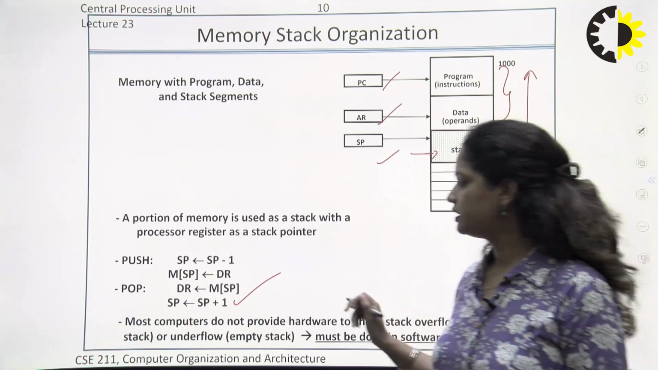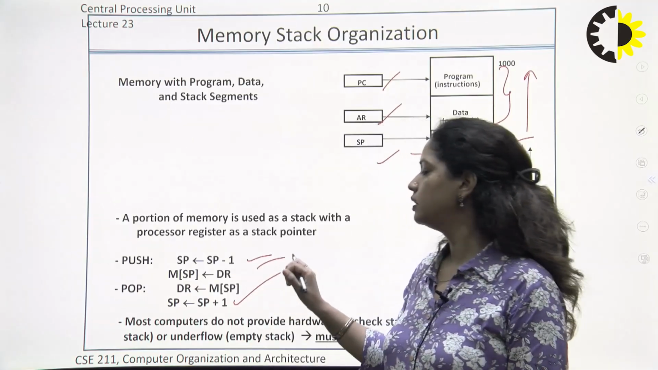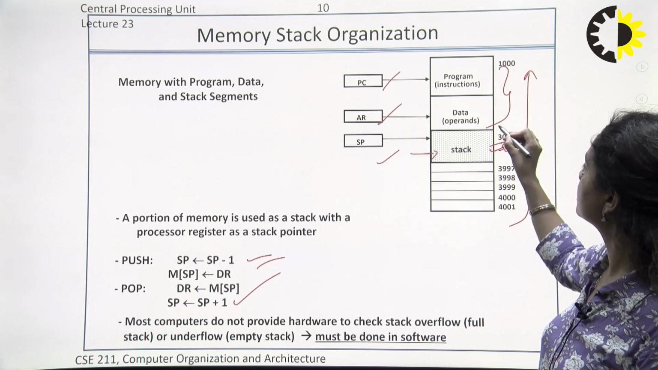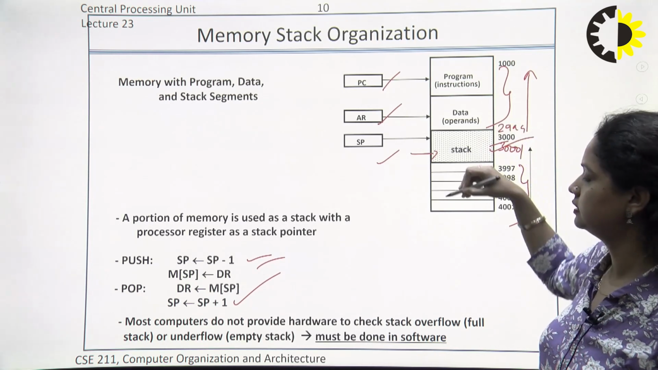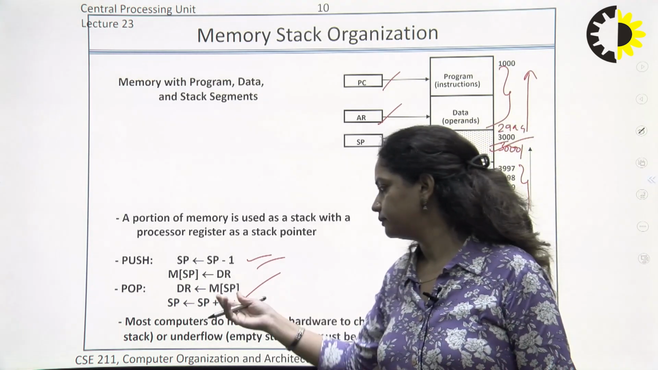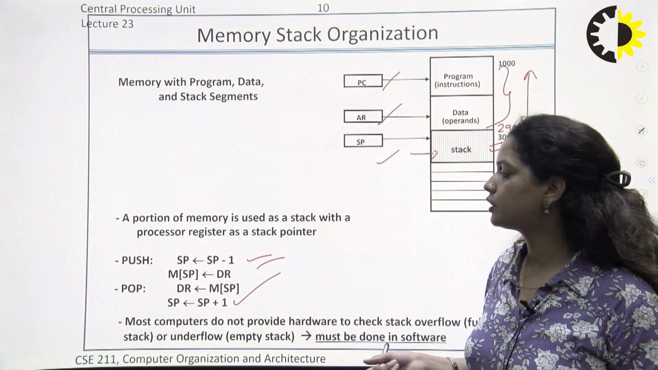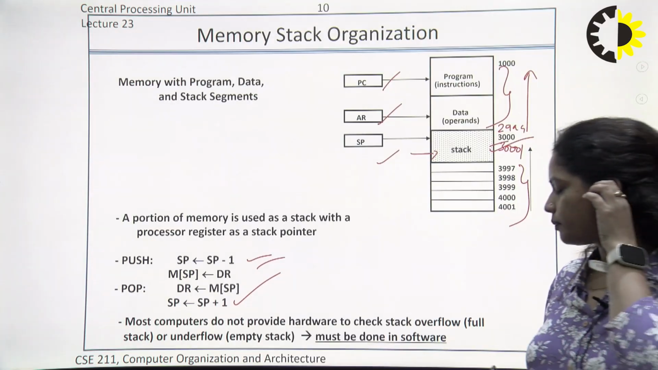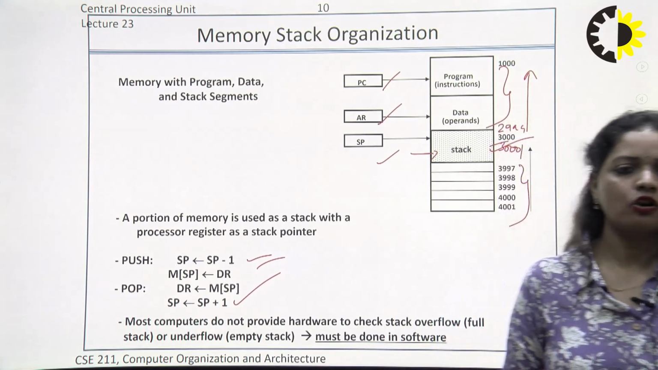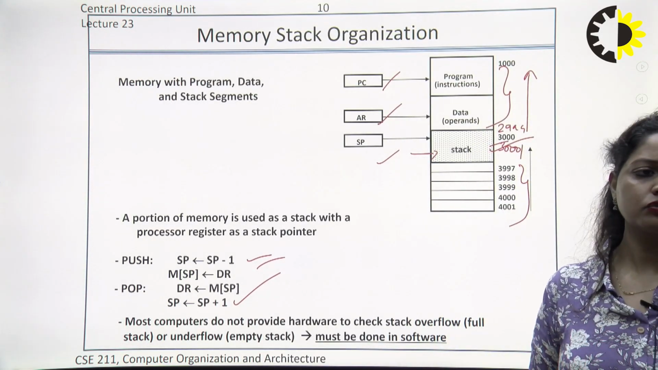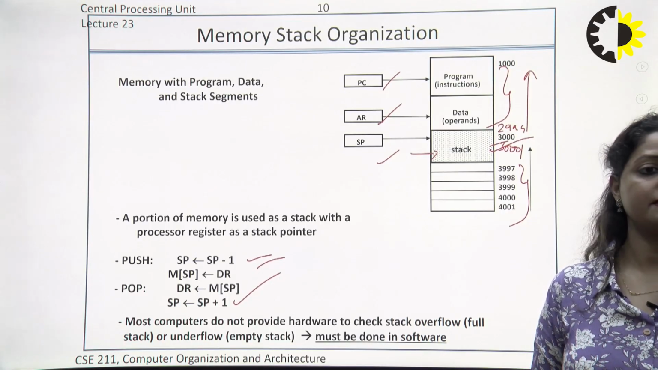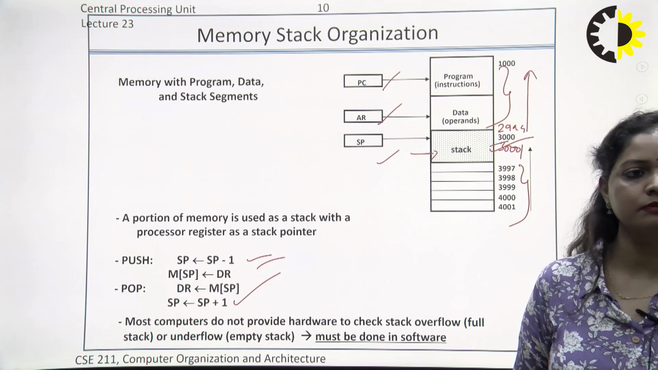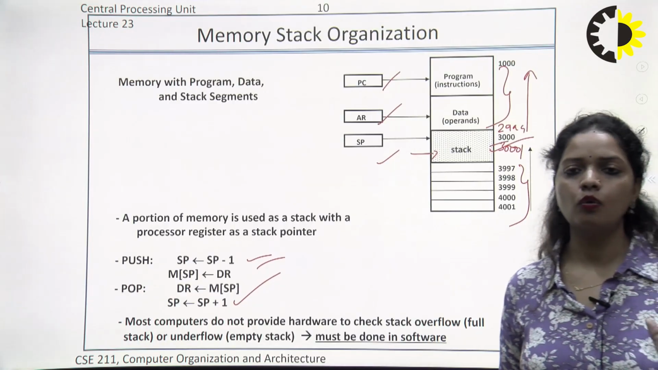Okay, so in this, the same operation is being performed. For pushing, we will be decrementing the value because I want to insert, so I need 2999 over here. And for the popping operation, we will need to increment the stack pointer. Most computers do not provide hardware to check stack overflow and underflow. So we need software in the case of the memory stack organization scheme to know about the stack overflow and underflow.